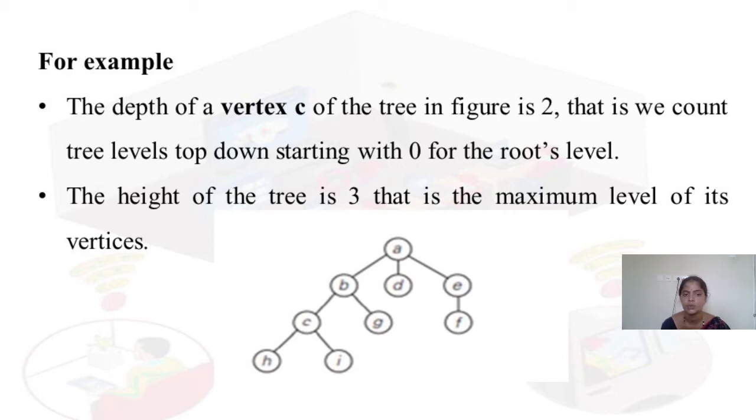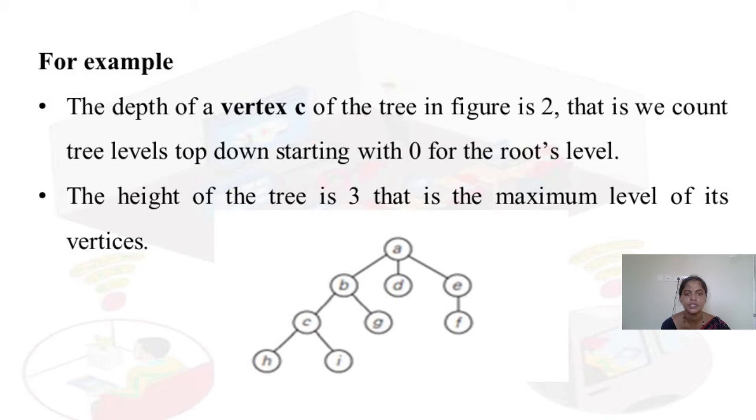The depth of vertex C in this tree is 2. That is, we count the tree levels top down, starting with 0 from the root's level. So vertex C is at which level? It exists at level 2, so that will be the depth of that particular vertex C. The level starts from the root at level 0, then level 1, and then C is at level 2. So it is the depth of vertex C.